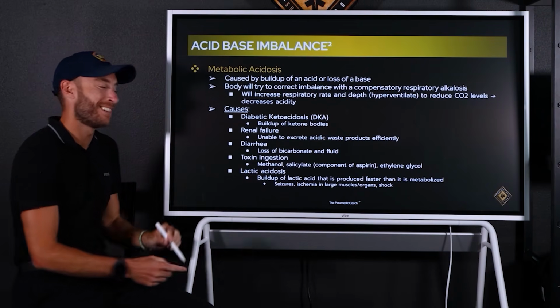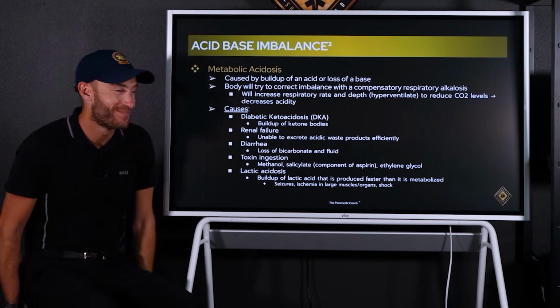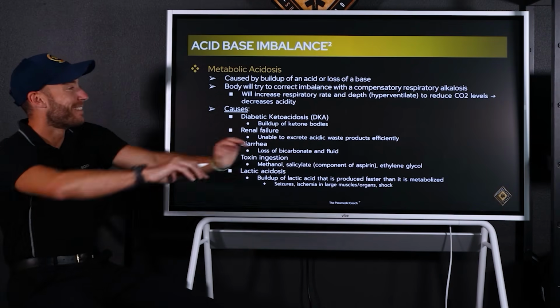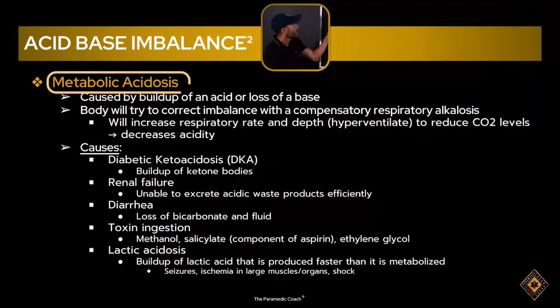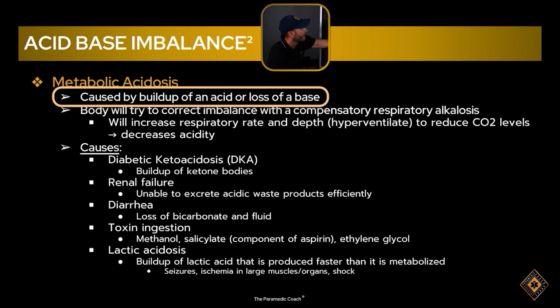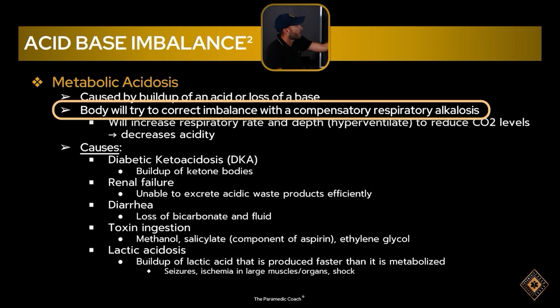Here it is, folks. Oh, this is good. Now, let's get up front for this one, folks. Come to the front of the class. Metabolic acidosis is caused by a buildup of an acid or a loss of a base. The body will try to correct the imbalance with a compensatory respiratory alkalosis.